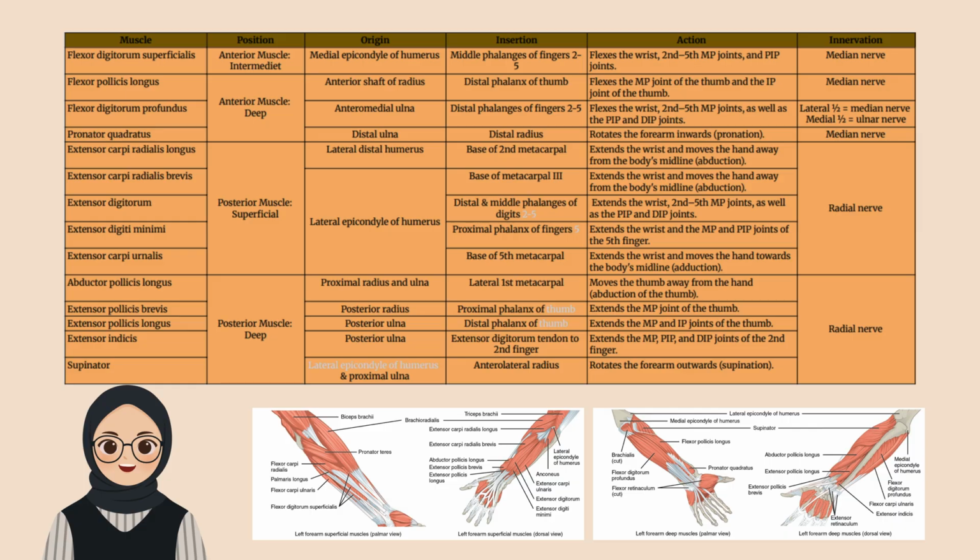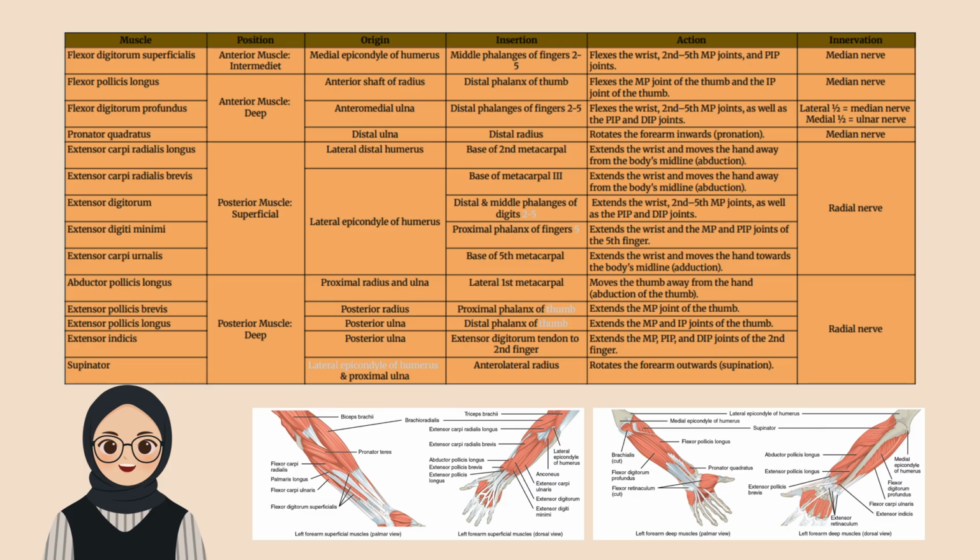And then pronator quadratus. The position is anterior muscle, deep. The origin is distal ulna. The insertion is distal radius. The action is rotates the forearm inward, or pronation, and the innervation is median nerve.